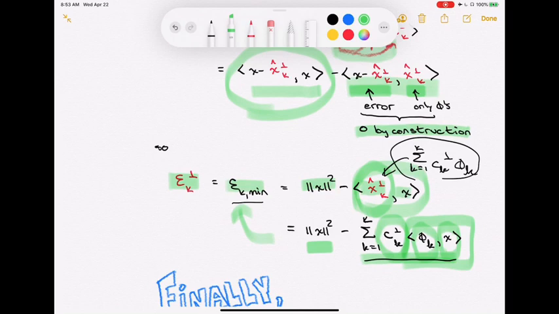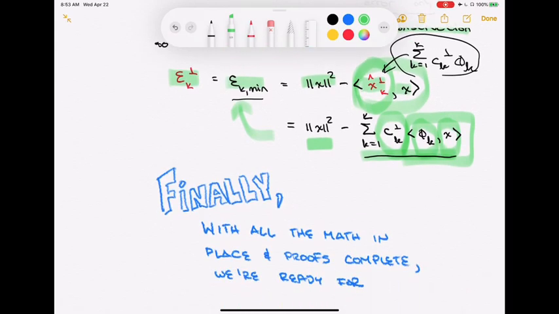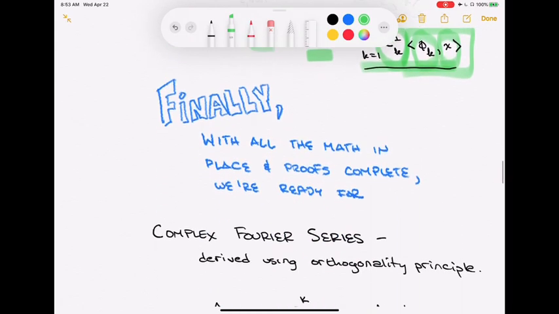Okay, so we have at this point gone through an entire proof to show the optimality of the orthogonality principle, that an estimate that follows the orthogonality principle is indeed the best estimate, best as measured by minimizing the norm squared error. We're finally ready, with all this math in place and proofs complete, for the complex Fourier series.